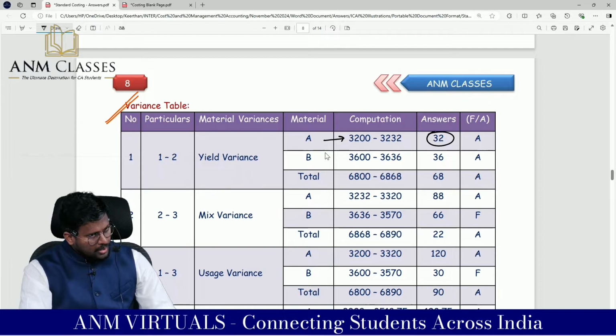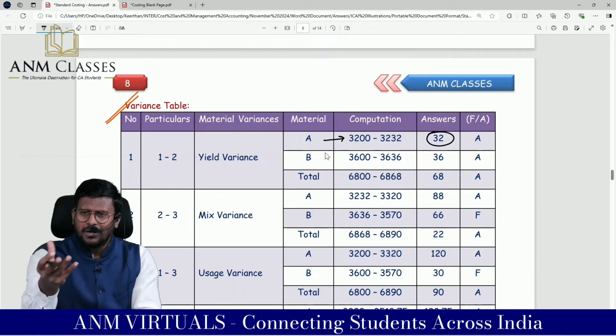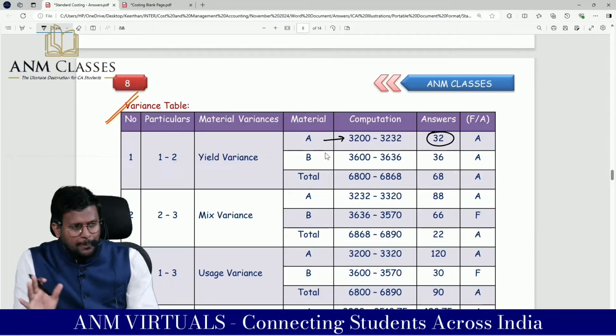Yes, sir, till now we have done only the total, because till now I was teaching you to take the total. But in the ICAI study material, they are giving item-wise. Hello, sir? Yes, sir. Are you able to appreciate?